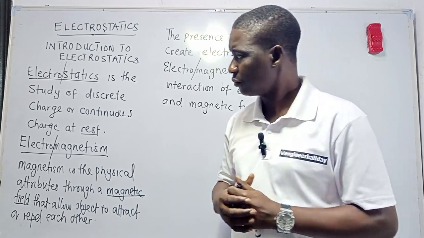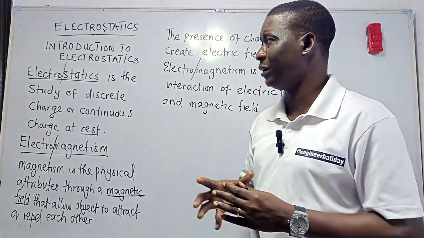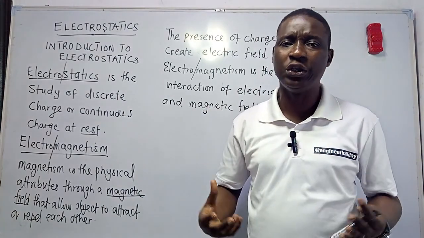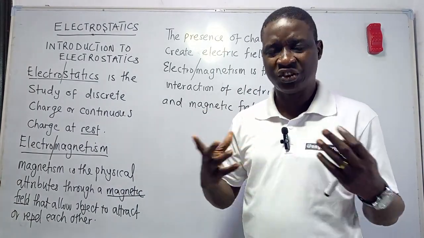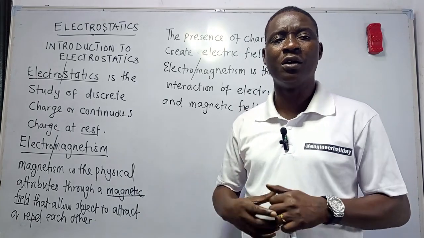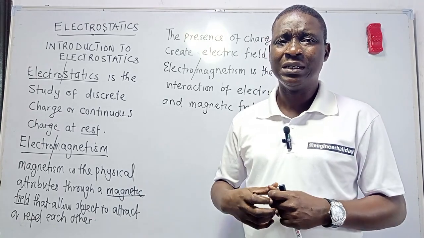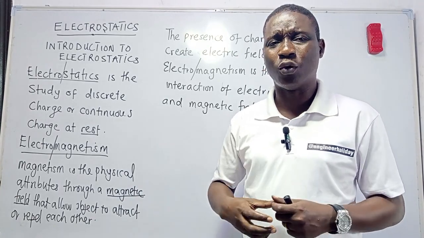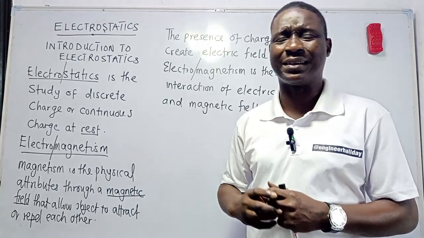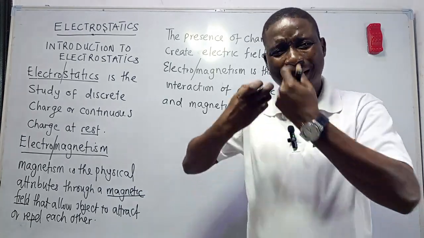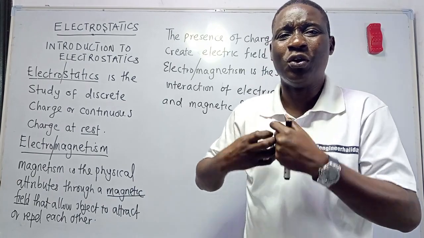Now let's continue. We have talked about electrostatics, as in the study of discrete or continuous charge at rest. We have also talked about magnetism as a physical attribute that is through a magnetic field that allows or creates attraction and repulsion.